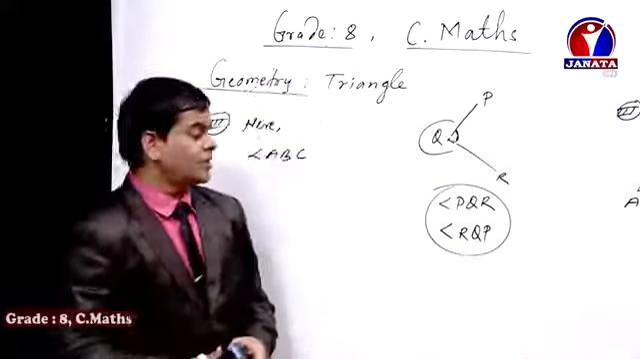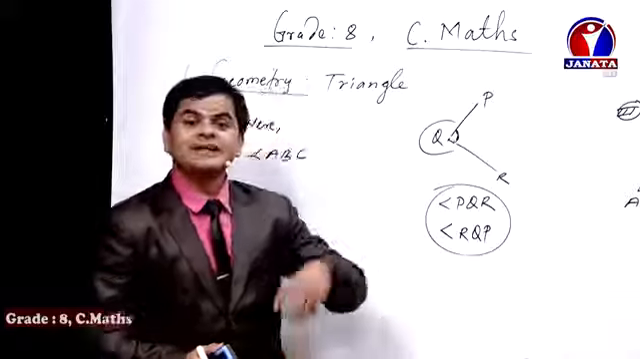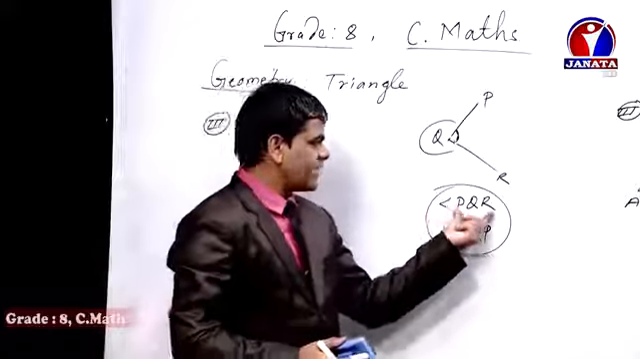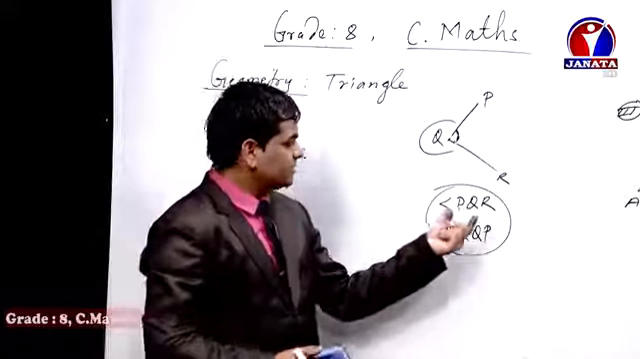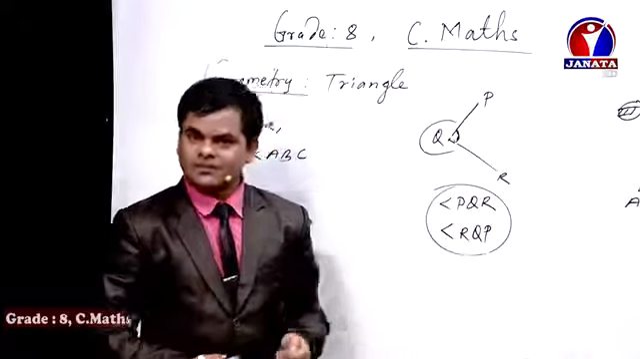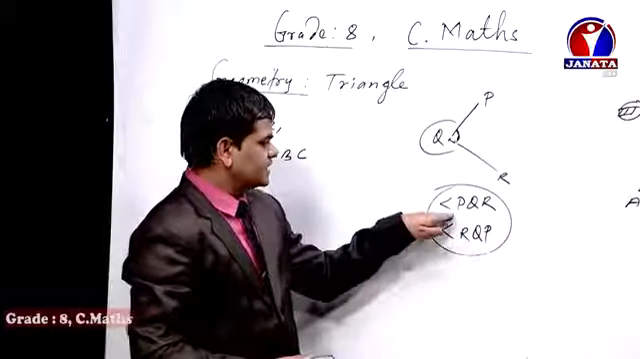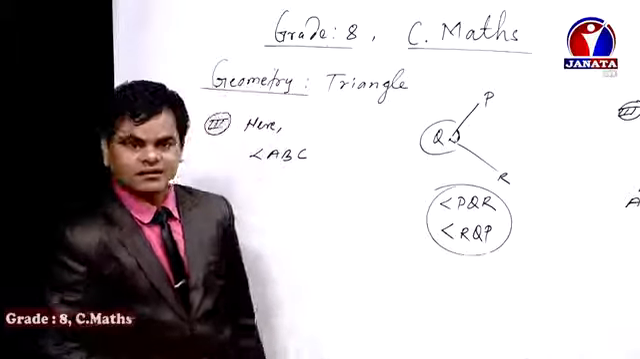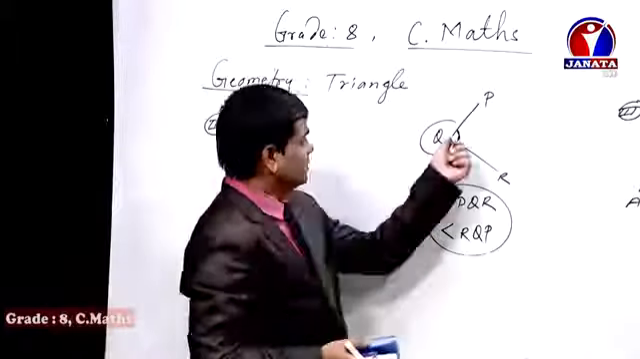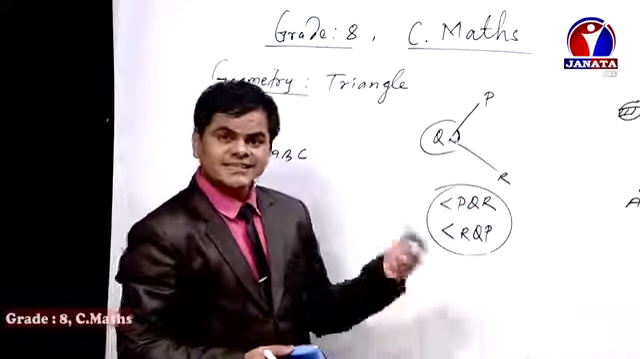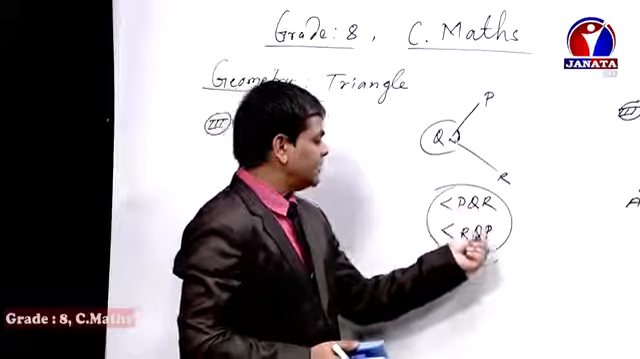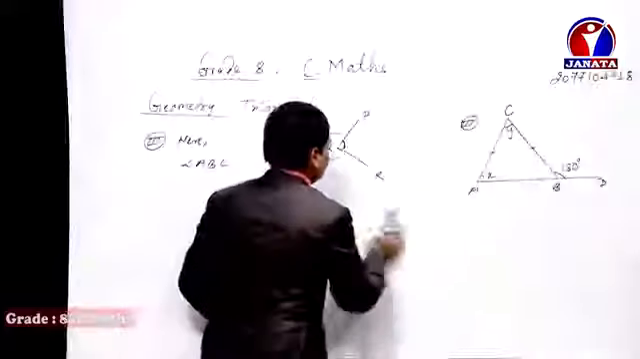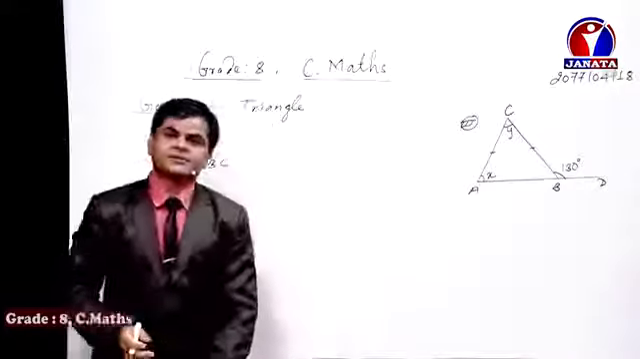Alphabetically, the letter which comes first, if we write in that way, it will be full of manner. That's why we write this one rather than this one. But it doesn't mean that if you write this one, it becomes wrong. You can write this one also, but it is better to write the angles in the triple letter form with alphabetical order. And at any cost, the angle we are going to denote, we need to keep in the middle. Here Q is in the middle and here also in the middle. So this is the way of writing the angle in the triple letter form.